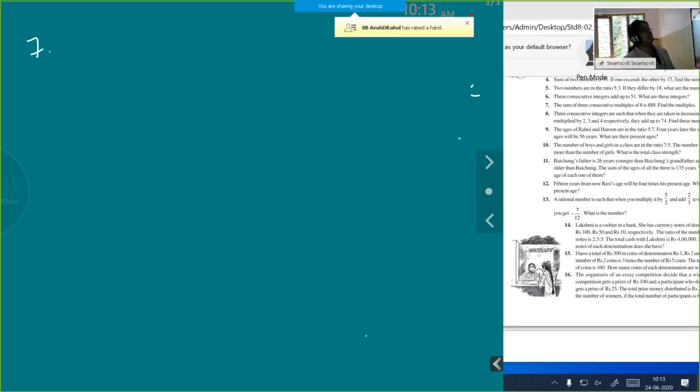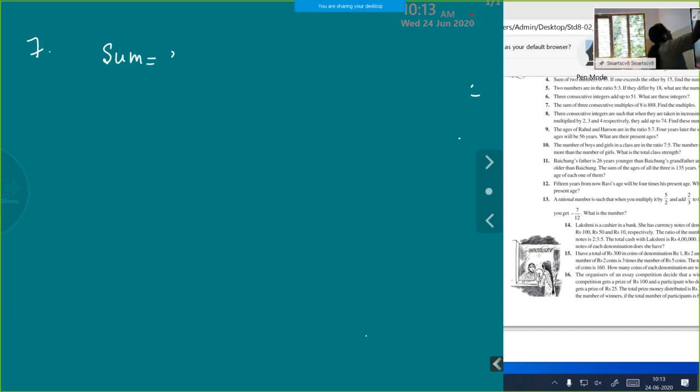I'll go to the seventh question. The seventh question is, sum of three consecutive multiples of 8 is 888. Find the multiples. So I already explained to you how to take the numbers when multiples are given. Okay. Sum of three consecutive numbers is given as 888. So multiples of 8 are given in the question.